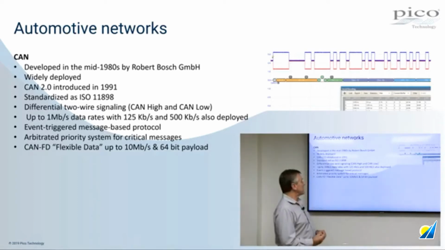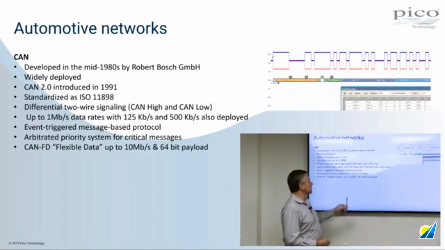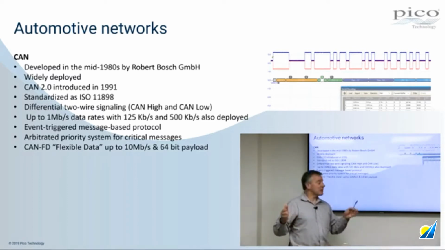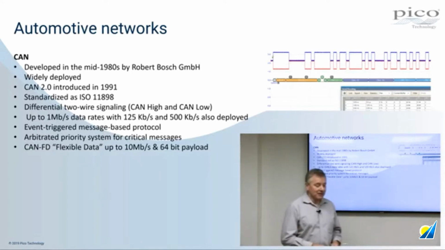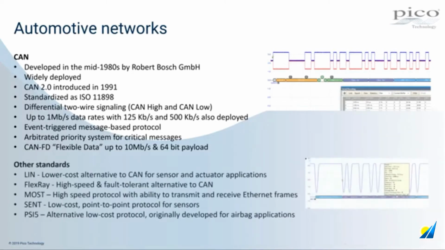More recently has been the evolution of CAN FD, CAN flexible data, which gives us up to 10 megabits per second data transmission, and with payloads in each packet of up to 64 bits. So CAN has served us quite well for a number of years. There are other standards that have commonly been used as supplements to the CAN bus architectures. So LIN is something that's popular for low speed sensor and actuator applications.